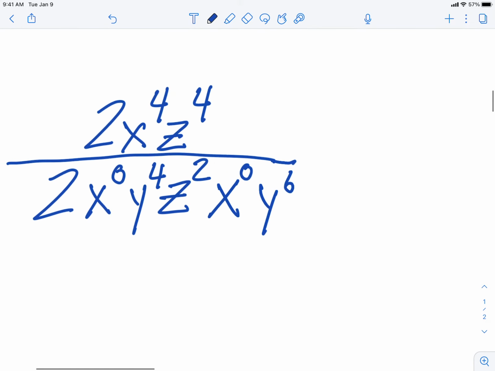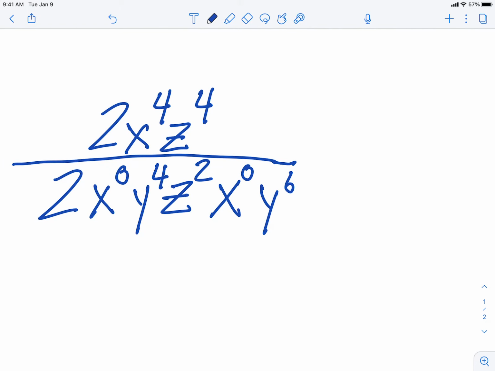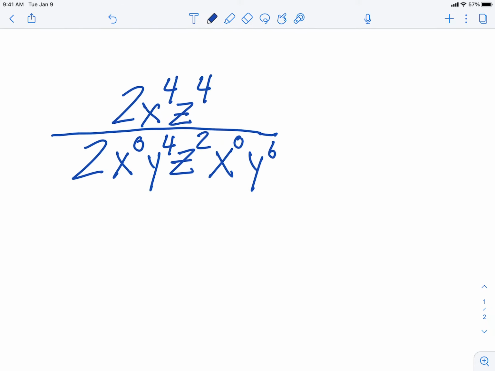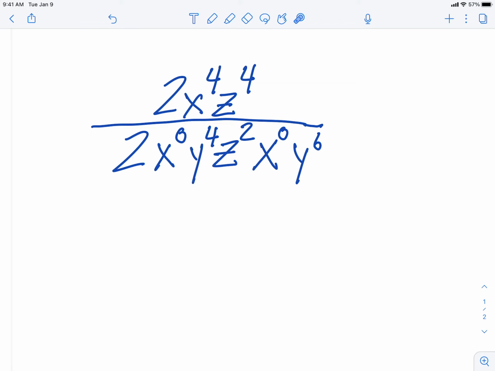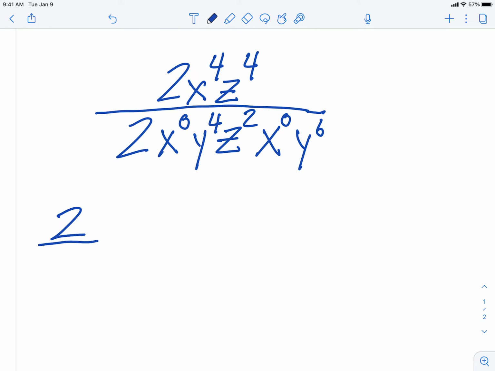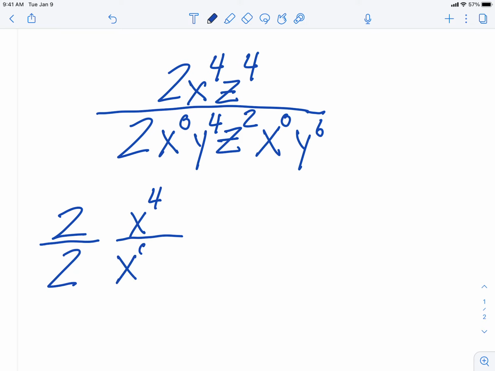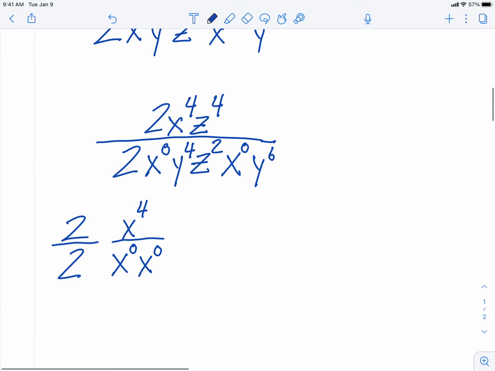Perfect. So, from here, let's begin to separate. I'm going to do regular number over regular number first, so 2 over 2. Next, I'm going to do the x's. I have x to the 4th on top, and on the bottom, I have x to the 0, but I also have another x to the 0. Double x's to the zeros.